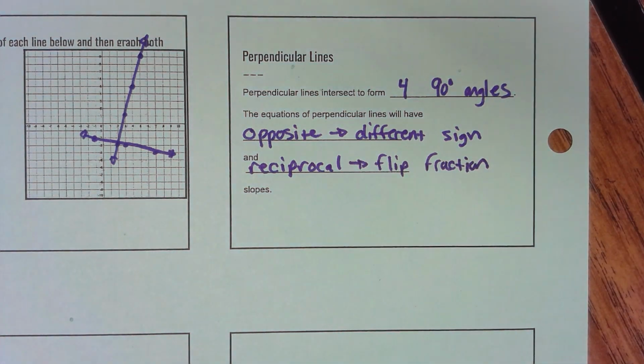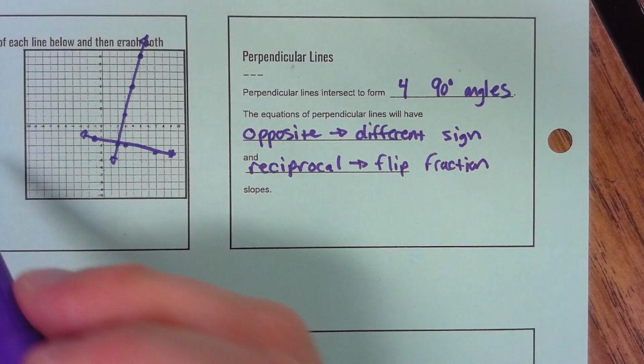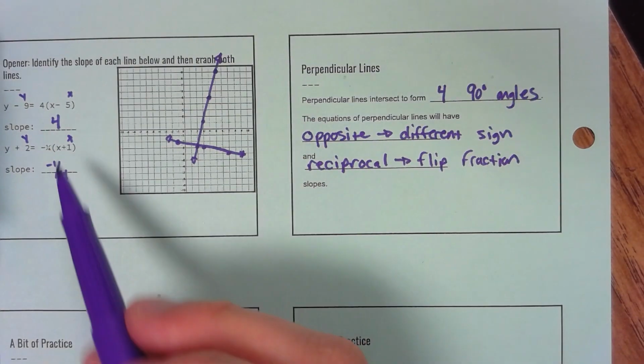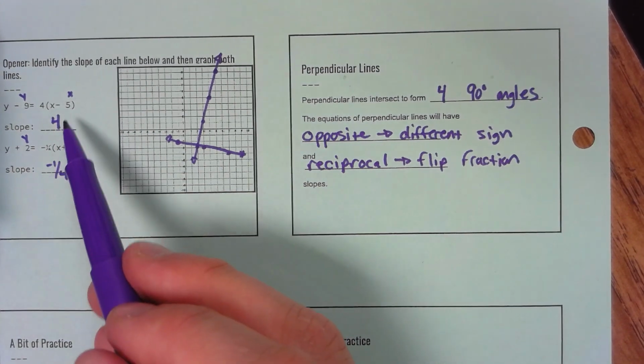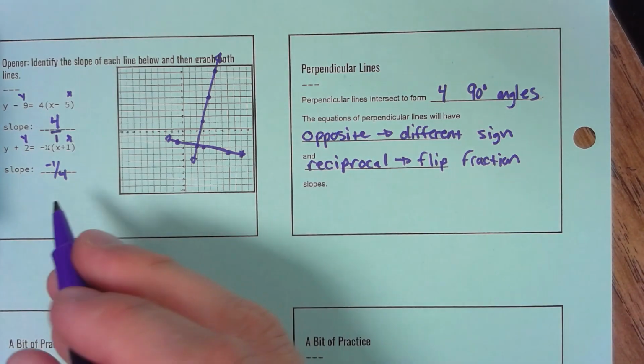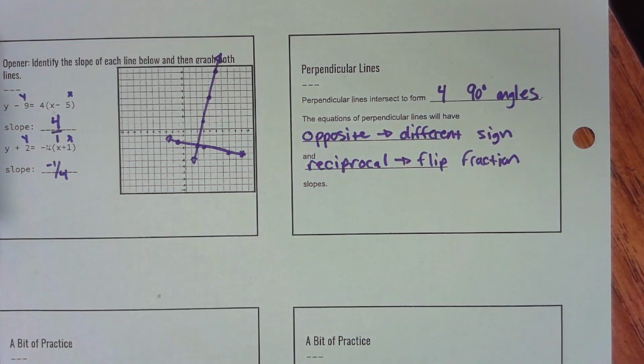Okay, so perpendicular lines have opposite reciprocal slopes. If we look at the opener here, we had one slope that was positive, one slope that was negative, one slope that was 4, and if I put that over 1 and flip it, that's how we get the reciprocal of 1/4. Same thing with the 1/3 and -3.